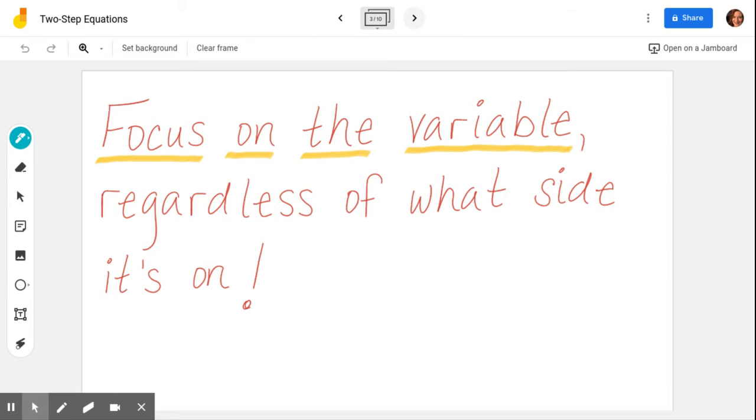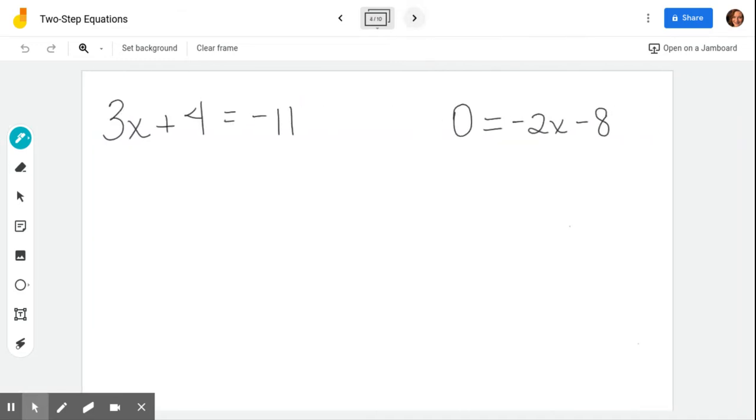You want to make sure you focus on the variable. Don't always focus on moving what's on the left side or the right side. It's all about where your variable is. So if I can get this to turn, let me show you a few.